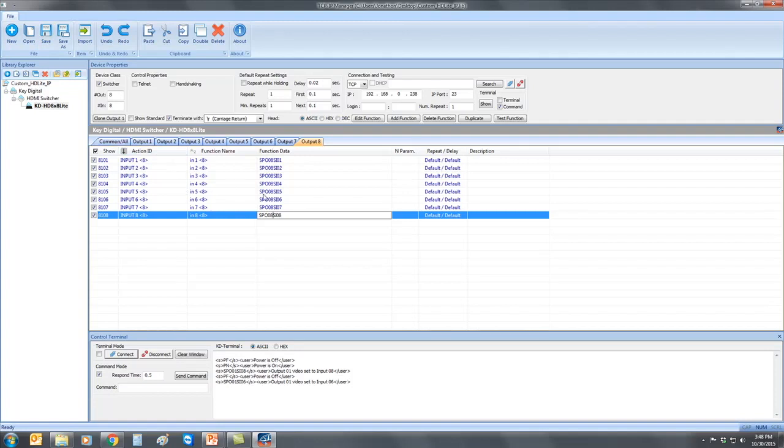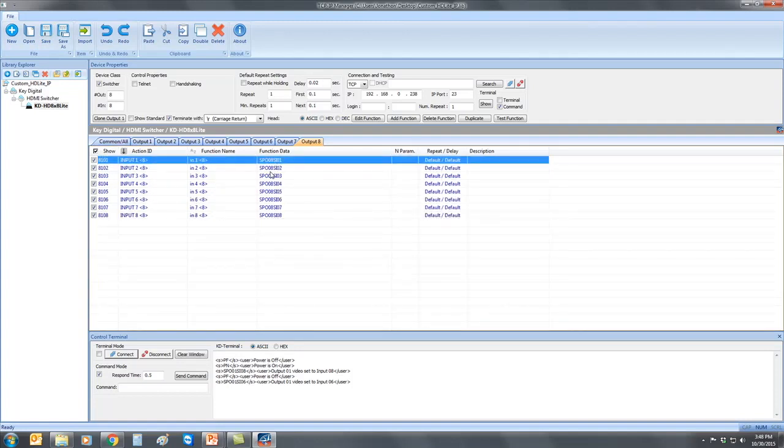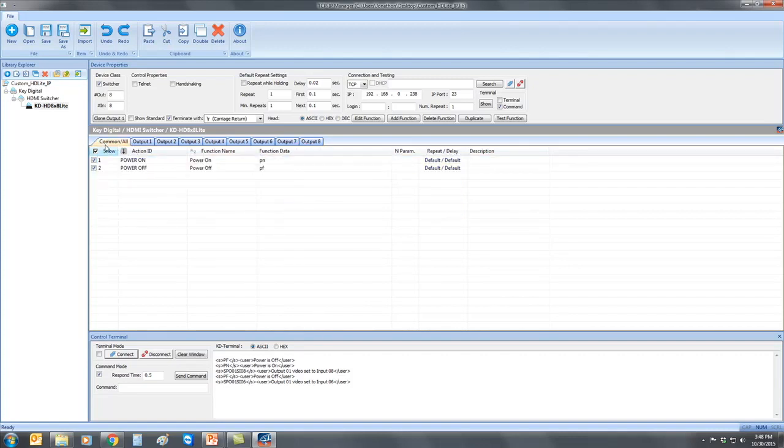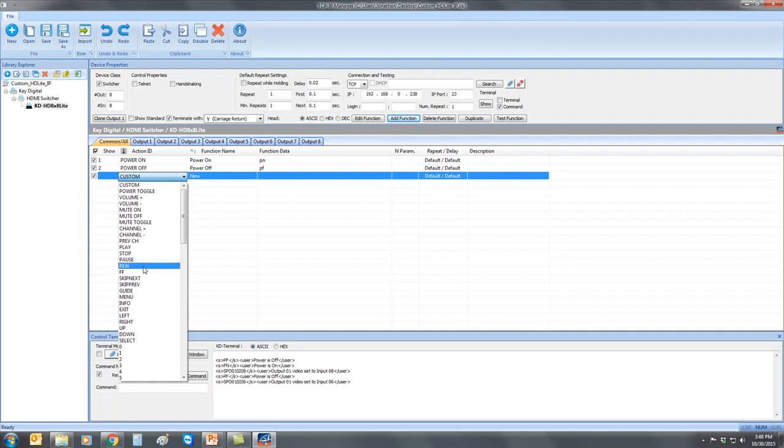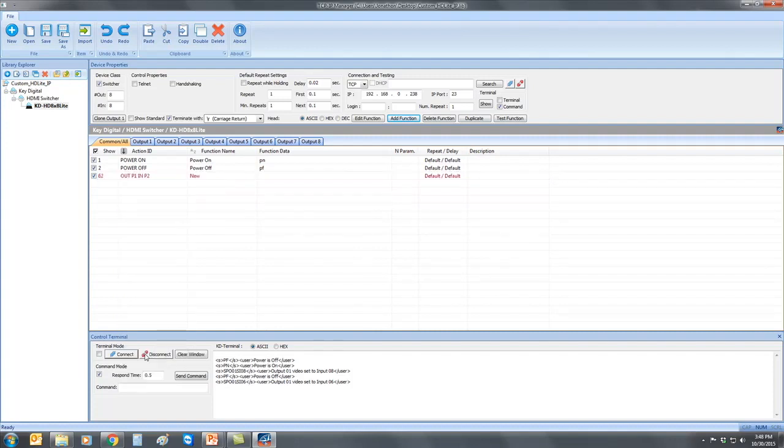But what about instead of having specific commands for outputs and inputs, what about if I went to common all and I used that parameter support? So you say, Jonathan, I understand your command structure is SPO XX SI YY, where your output is the XX and your input is the YY.